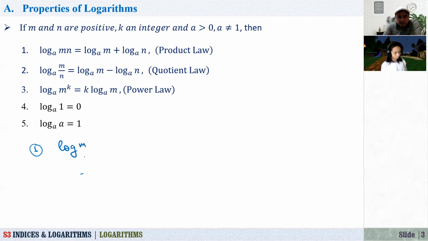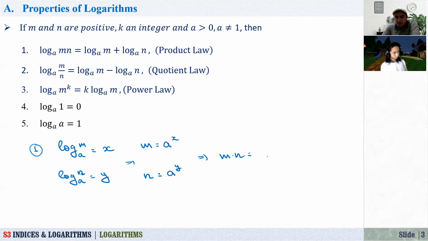Let's say the logarithm of m to the base a is equal to x, and the logarithm of n to the base a is equal to y. Now using the definition, what is m? m is equal to a to the power of x. And from the second one, what is n? n is equal to a to the power of y. So now if you multiply side by side, we have m times n is equal to a to the power of x times a to the power of y. Using the property that we studied last week, I can write the right-hand side as a to the power of x plus y, because the bases are the same, we can just add the exponents.